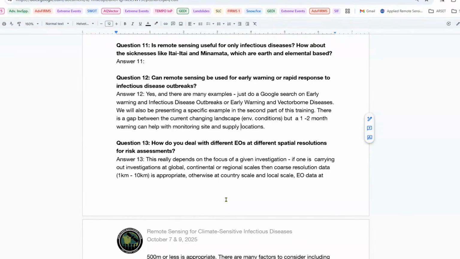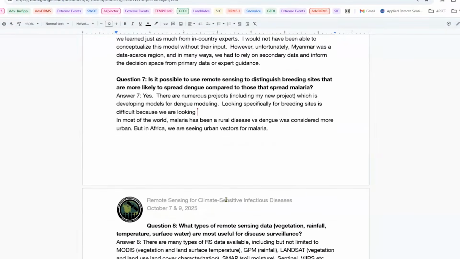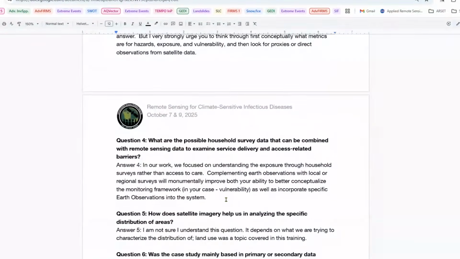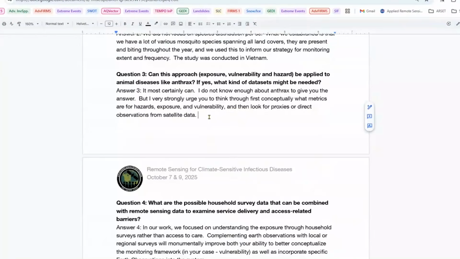Thank you very much. Another question. This one is very interesting too. Question number 3. The model you presented, or the approach you presented on exposure, vulnerability, and hazard, can this approach be applied to animal diseases like anthrax? If yes, what kind of data sets might be needed?